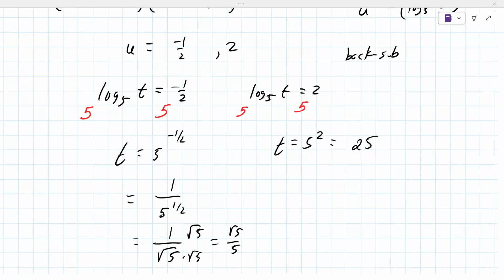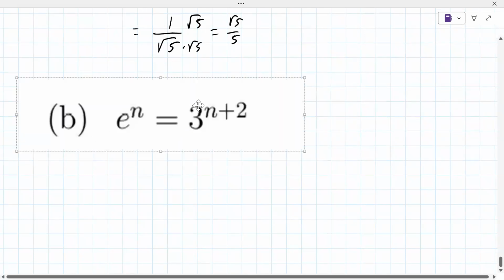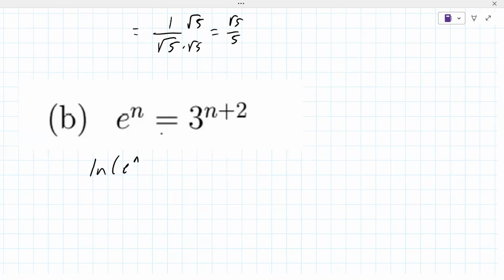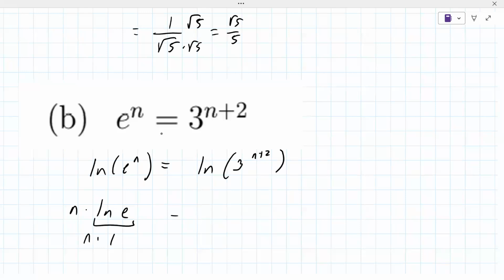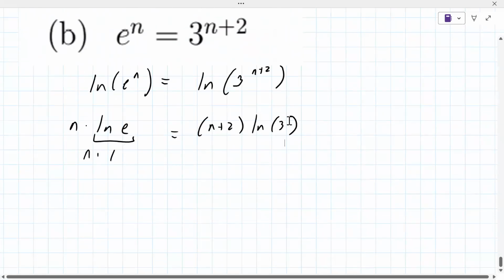B is horrible. Same with E. You can't make the base the same, so you have to undo them with ln. So you get n times natural log of e, which ends up being 1, which is nice, equals n plus 2 times natural log of 3. And from here, this natural log of 3 is like e to the 11th. It's just an unfriendly number.